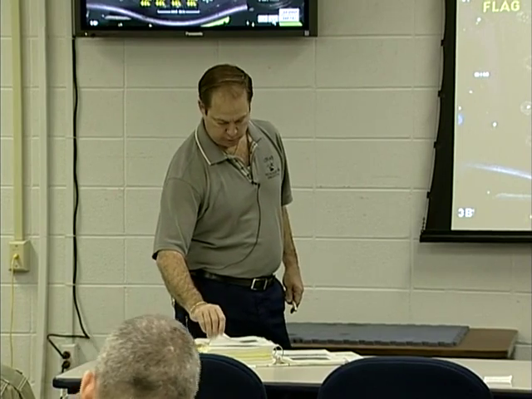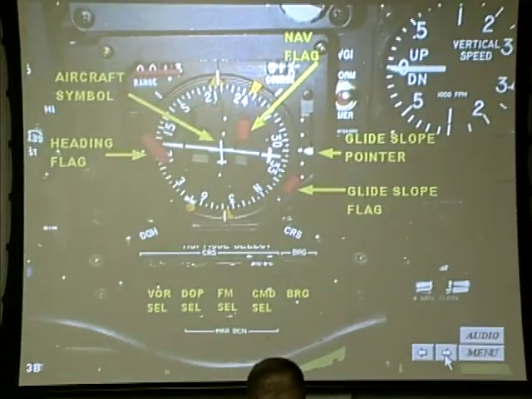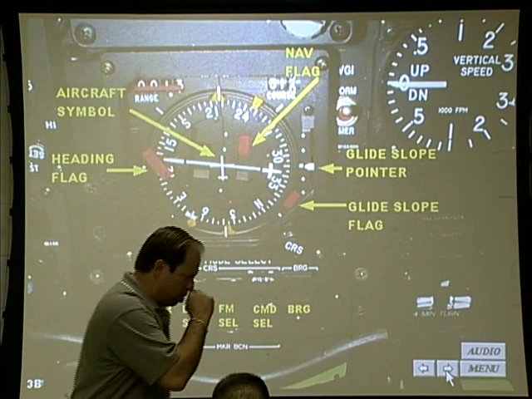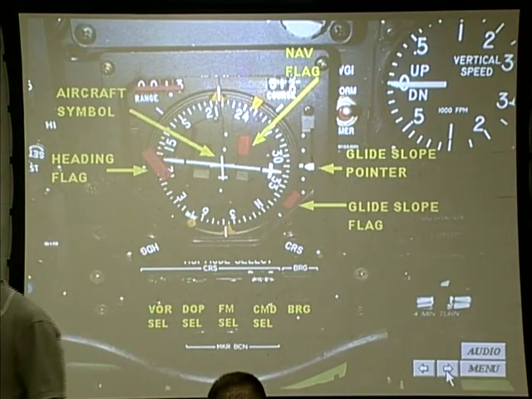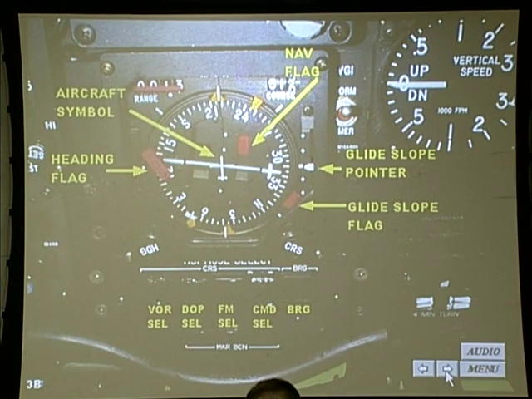Okay. Command select. As we talked about command select, that's going to be used with the heading select feature of the AFCS, the Advanced Flight Control System. That's what it's going to be used for. And all it's doing is identifying to the computers which HSI signal you want those computers to process. Any questions about that?